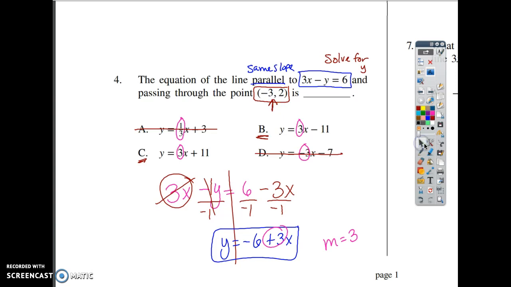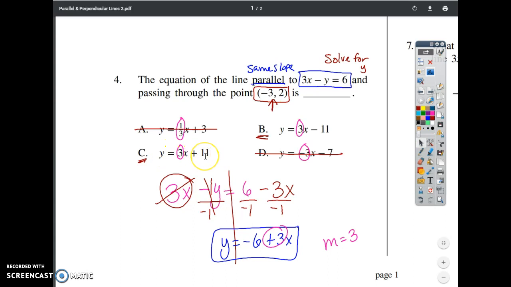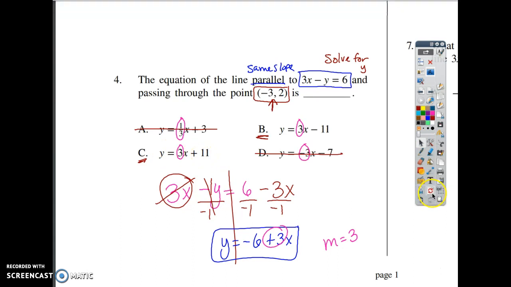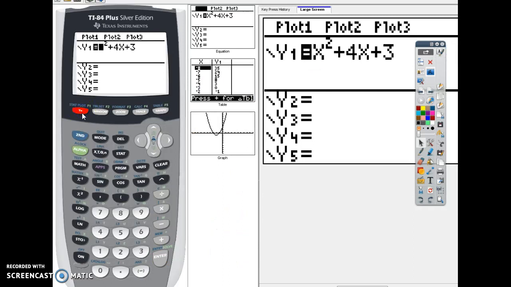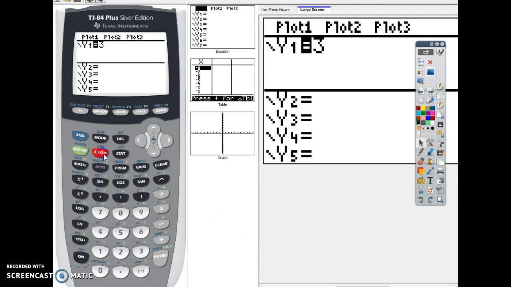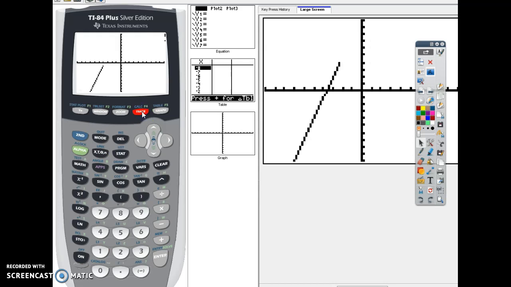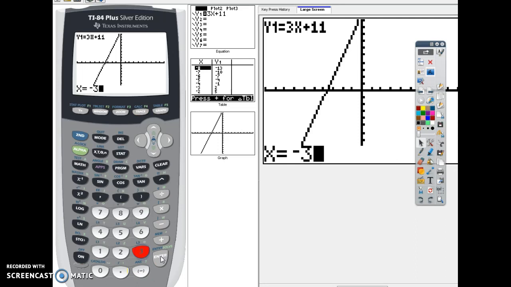So let's put this one in first, y equals 3x plus 11. And let's look for negative 3 and make sure that it gives us 2. Y equals 3x plus 11. Trace. When you put negative 3, enter, does it give you 2? That's the answer. Okay? The other one doesn't.